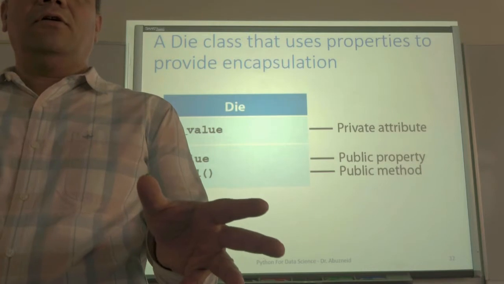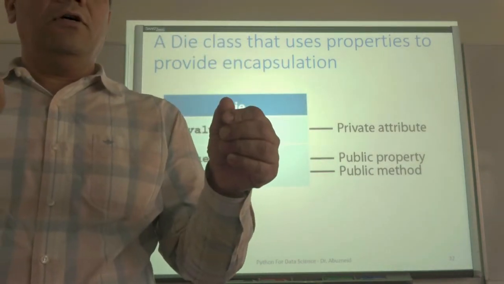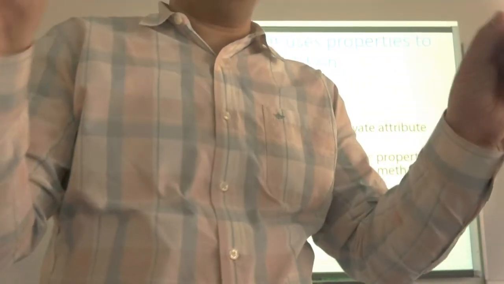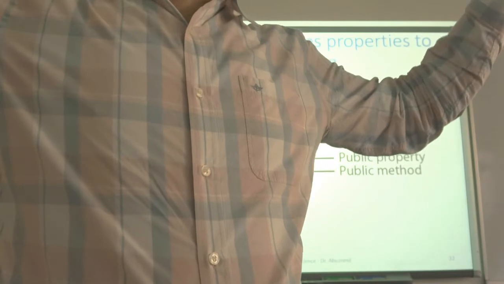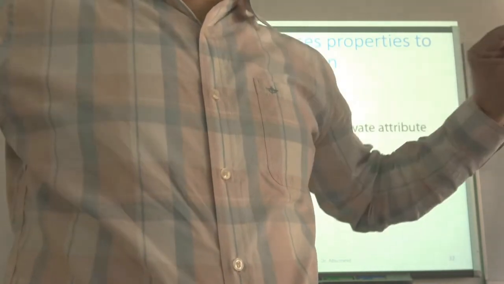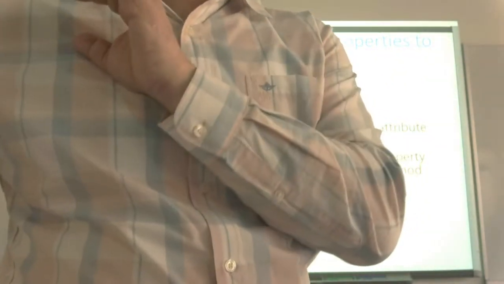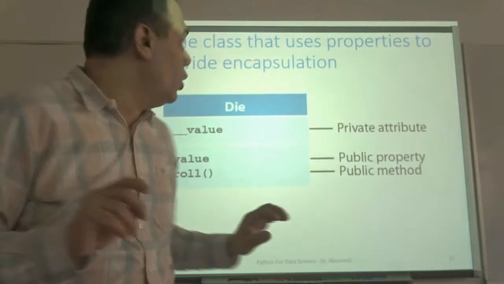Focus on this. When you make an attribute private, you have to find a way to access it. Access means read and write. There are two ways in Python. The first one is by creating two functions, one to set and one to get. That's one way. That's old fashioned, which is used in Java and C++. The other way is to use something called property.